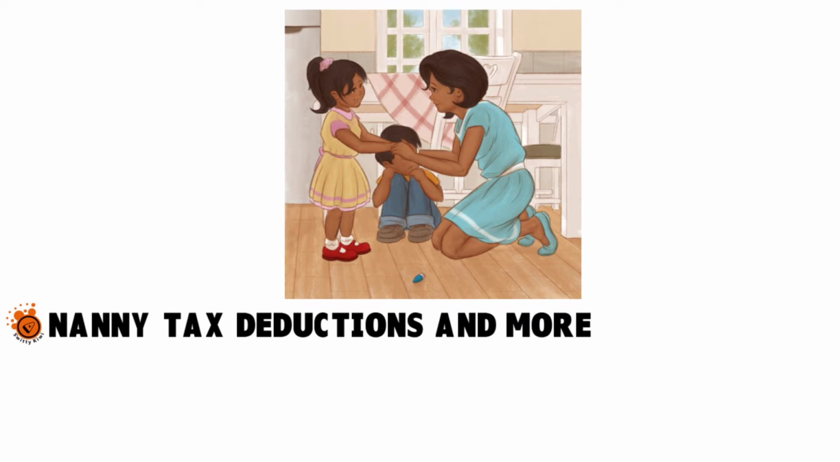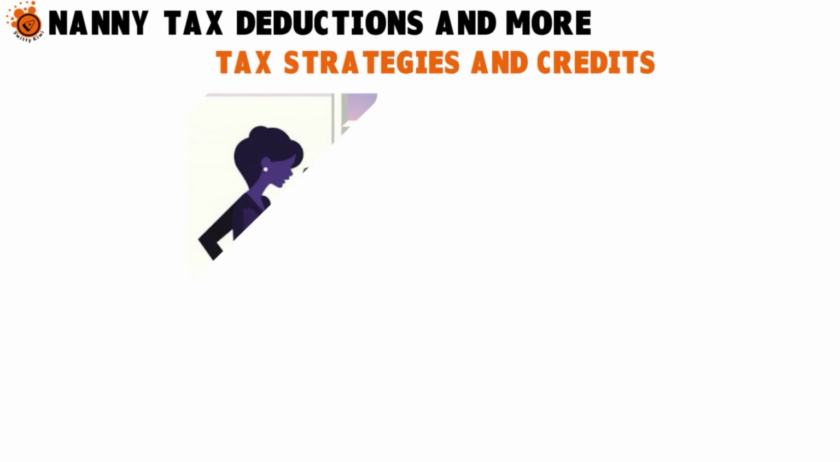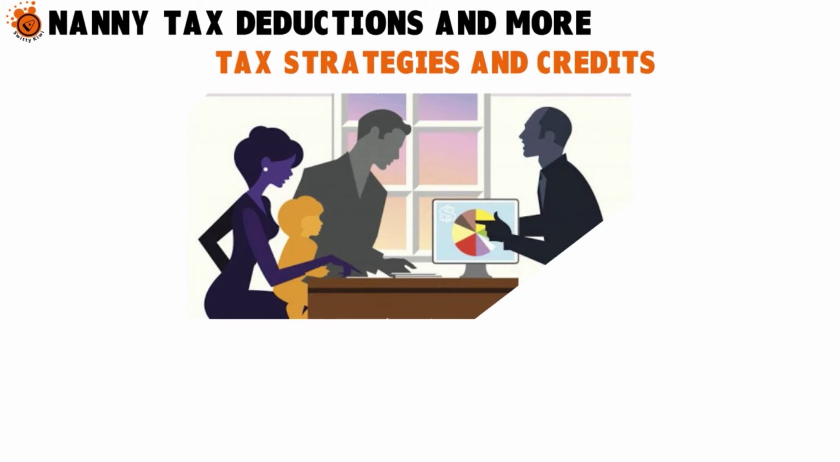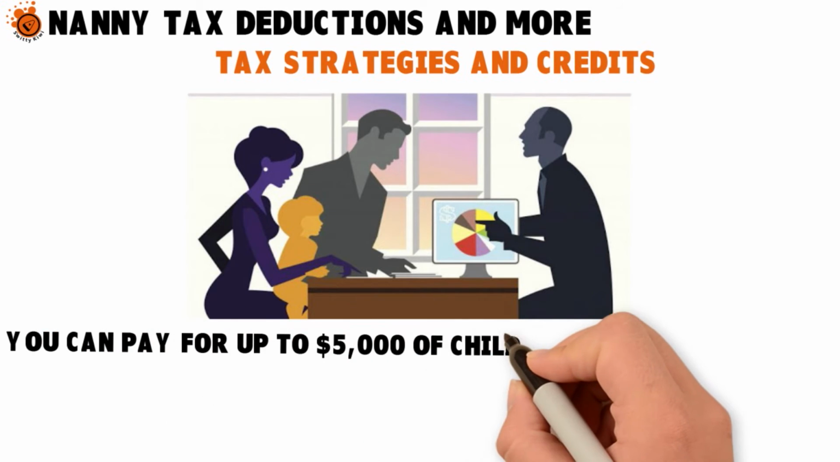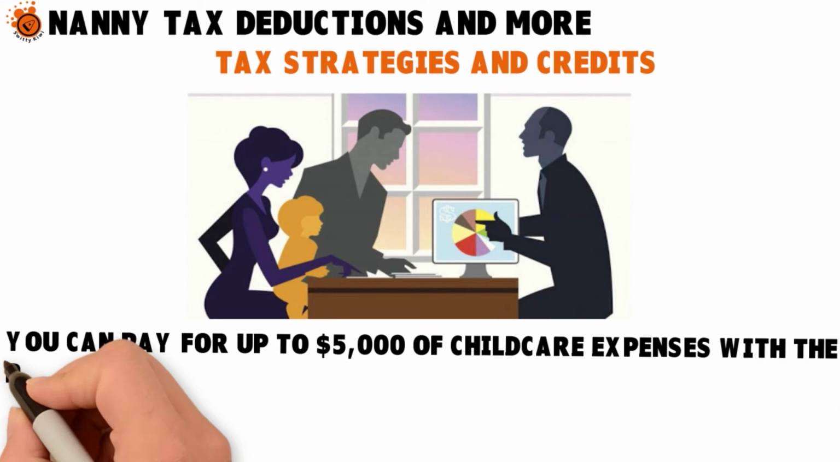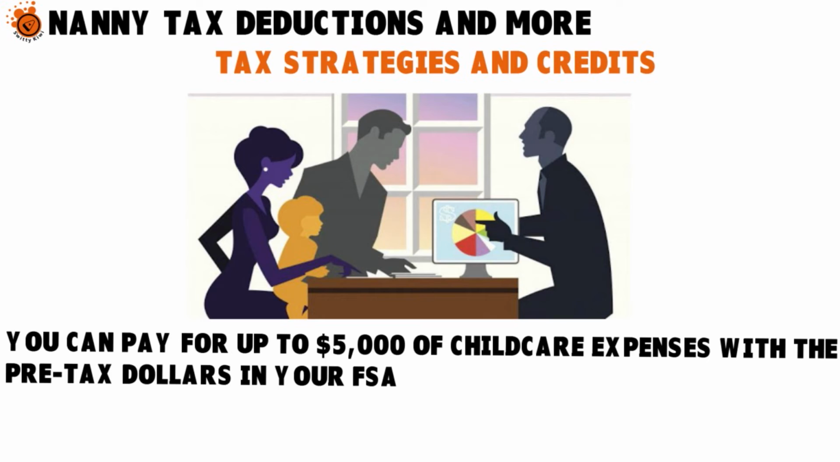If the nanny tax sounds like something you cannot afford to pay, you should know that there are some tax strategies and credits that take some of the sting out of the nanny tax. For example, if you or your spouse has access to a flexible spending account, an FSA, through work, you can pay for up to $5,000 of child care expenses with pre-tax dollars in your FSA. So this, in a sense, represents a substantial savings over the course of the year.